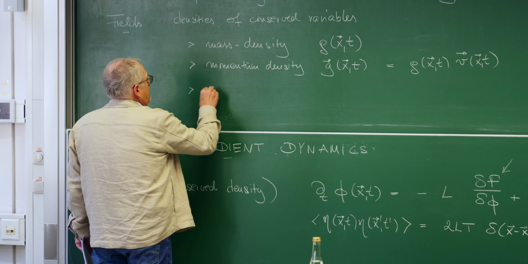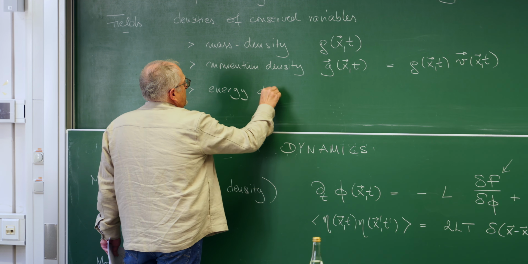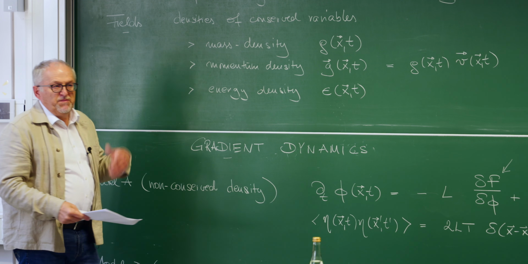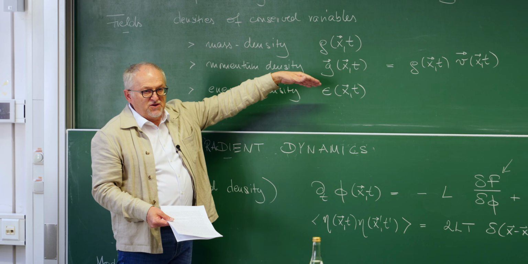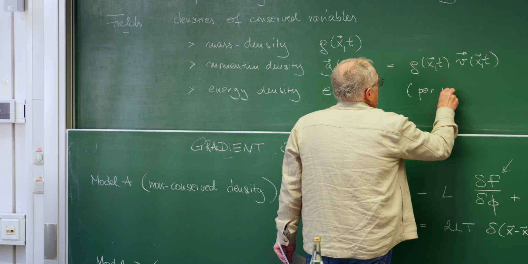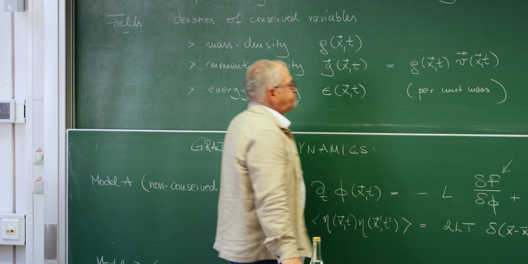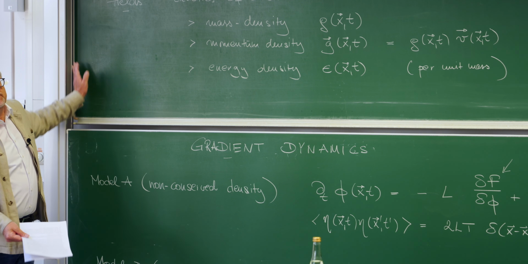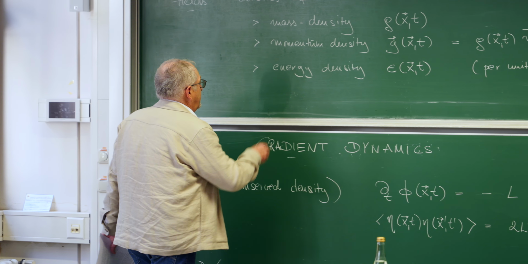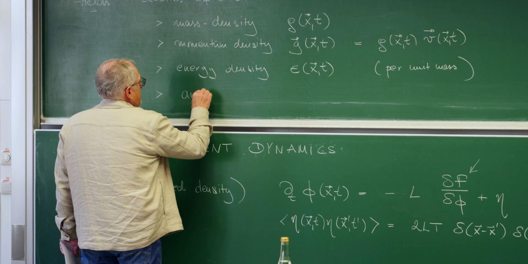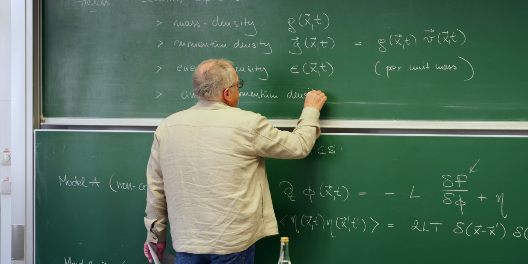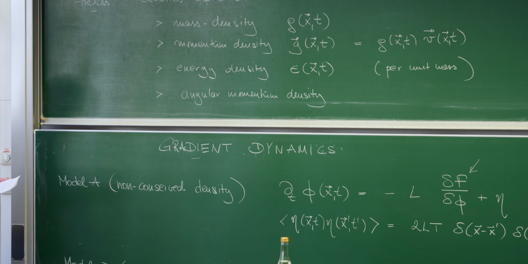Well, there's another conservation law, which is conservation of energy. So you need to also consider the energy density, epsilon of x and t. And I mean, again, in the same way as I look at the mass density here, the energy density is per unit mass, not per unit volume. What else? Angular momentum is also a conserved quantity. And I don't introduce a symbol because I won't really need it.